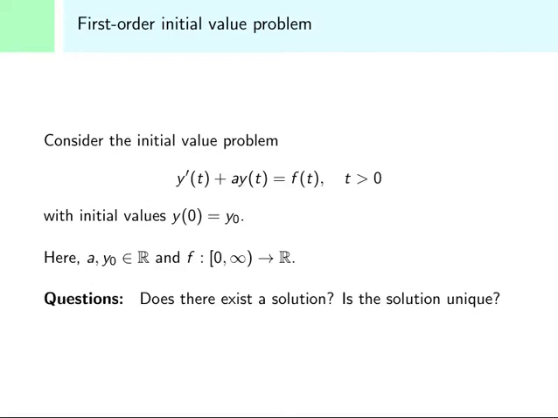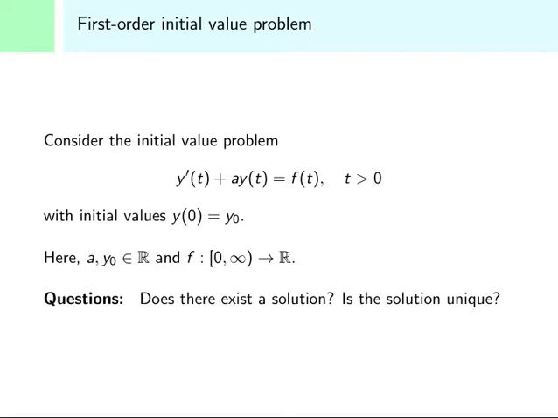So in order to fully parse that equation here, first we notice a and y naught are just some real numbers. A is some coefficient, could be negative, 0 or positive, and y naught is just the initial value. And last but not least, f is a function defined on the non-negative real numbers mapping into R. So how should we think of this initial value problem?